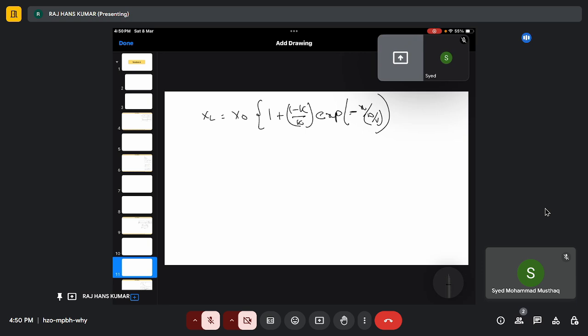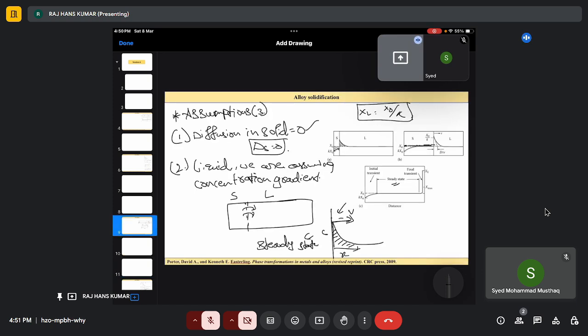So there is another relation for solidification for this assumption, where we have diffusion in solid equal to 0, but we have a concentration gradient in the liquid. That means there is no perfect mixing inside a liquid. So that is our relation. Now, this is about the diffusion of atoms.